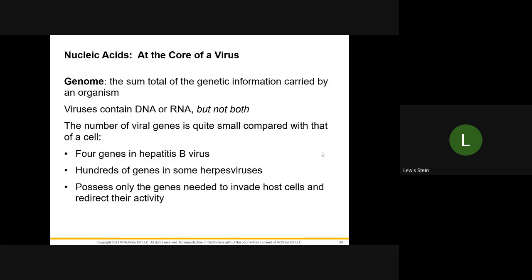The sum of the genetic information is always referred to as the genome. Again, DNA or RNA, never both. Very compact, very small. Really, it's a limited set of instructions because the assembly material is already there. You have all the inner workings of the cell that it occupies and takes over and starts doing stuff. So it doesn't need a whole lot of instruction other than ignore whatever else you're doing and do this. So hepatitis B has 4 genes. Herpes virus is more complex. So it's whatever is needed to invade the host cells and redirect their activity. Not a lot to it.